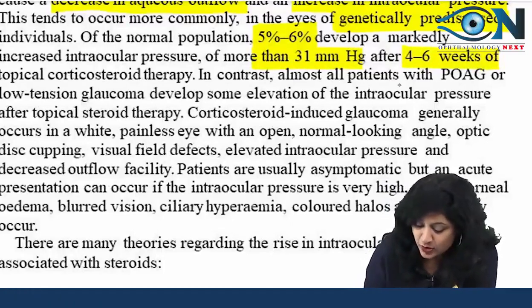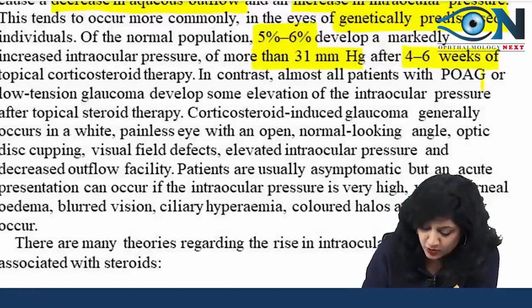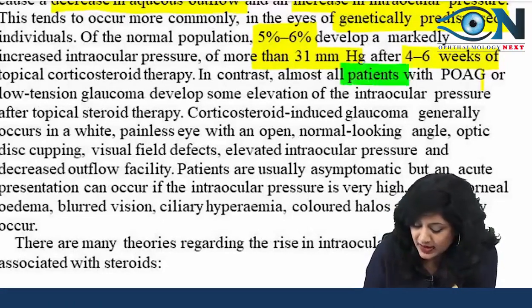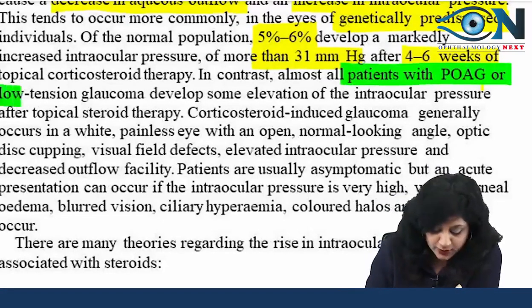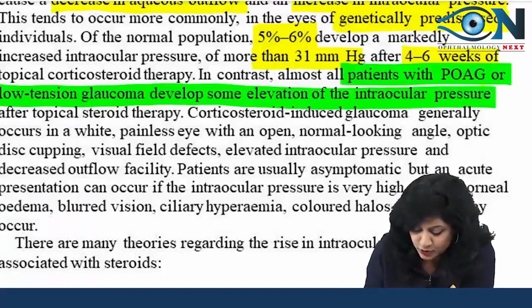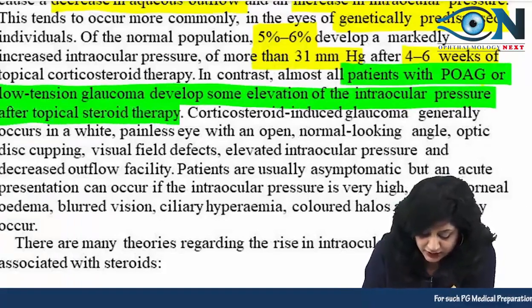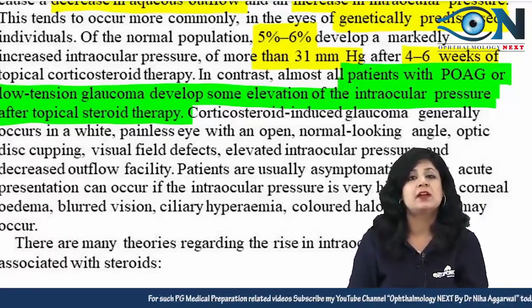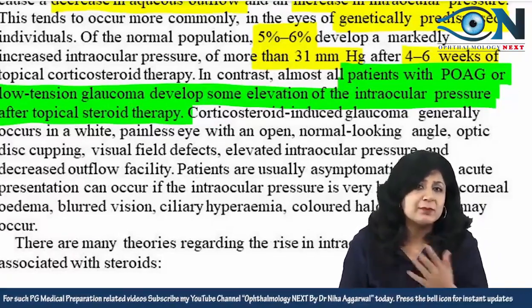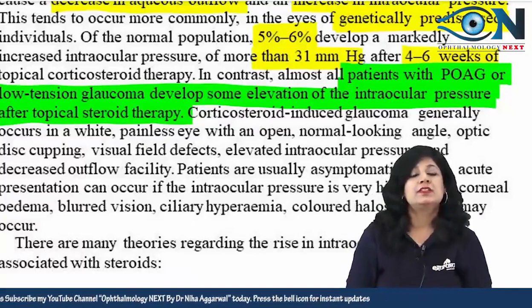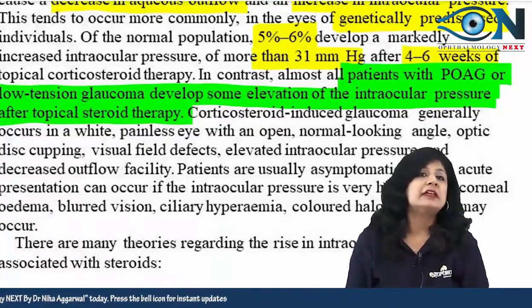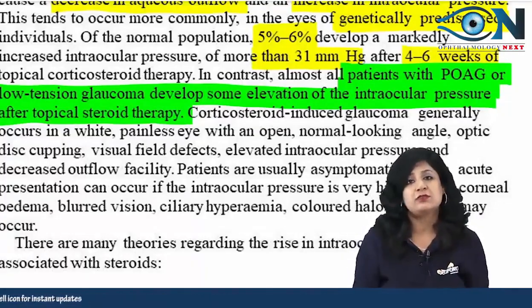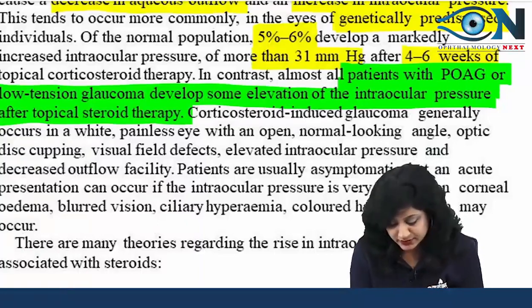Now in contrast, all patients with POAG or low tension glaucoma, those patients who have open angle glaucoma or normal tension glaucoma, may develop some elevation of intraocular pressure after steroid therapy. So can you see, all those patients who are known cases of open angle glaucoma or normal tension glaucoma have some tendency towards being steroid responders, and they will definitely show some increase in intraocular pressure after you use steroids.